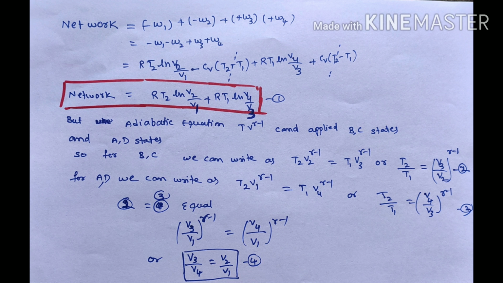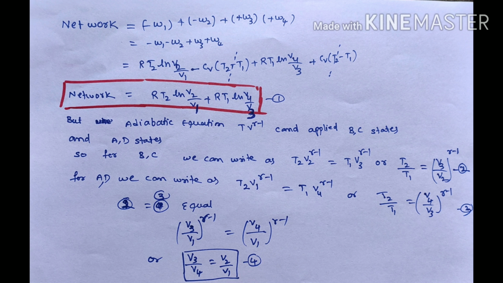If we club all these 4 equations used for the work calculation, we get the net work done by the system. The net work done by the system is equal to RT2 ln V2 by V1 plus RT1 ln V4 by V3. We can consider this as equation 1.